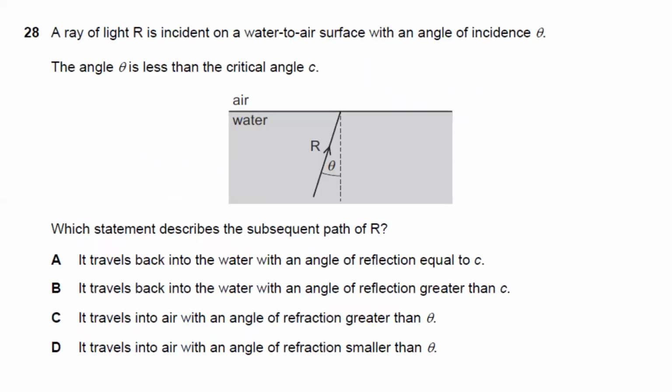Then question number 28. It says that a ray of light R is incident on a water-air surface with an angle of incidence theta, where theta is less than the critical angle. Which statement describes the subsequent path of R?